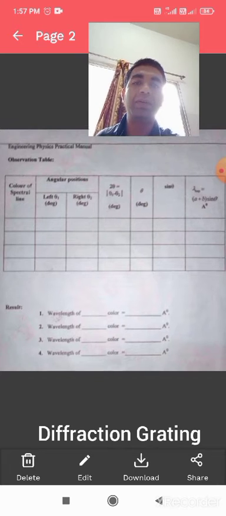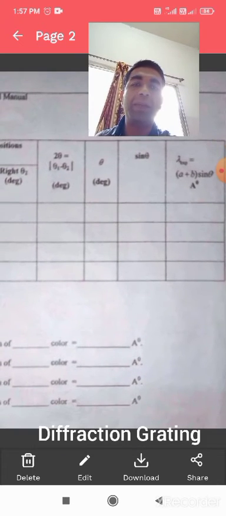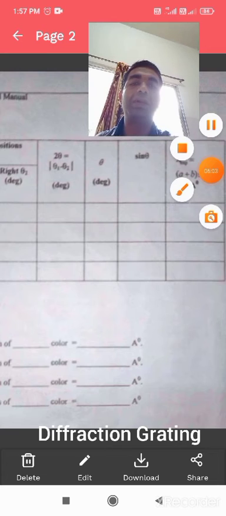Then we have the formula lambda expected is equal to a plus b sine theta. Now we have already calculated a plus b, that is 1.01 into 10 raised to minus 4, into sine theta. And the answer will be the wavelength of that respective color. This is about the theory. Then let's move to the practical.